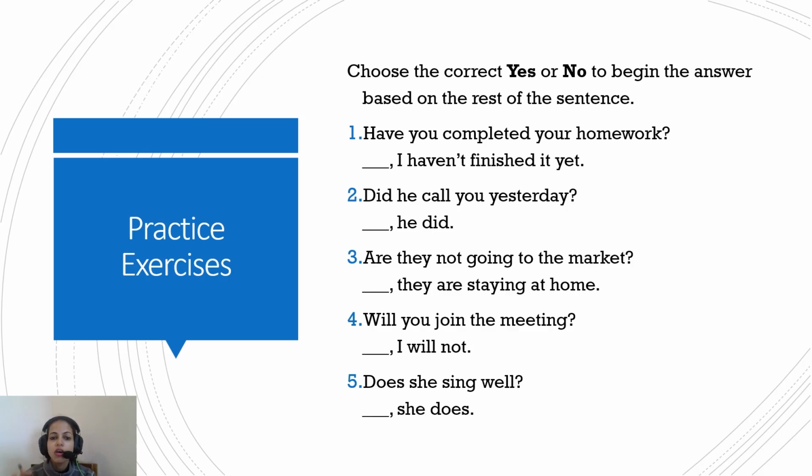Okay, let's go. Have you completed your homework? No, I haven't finished it yet. Did he call you yesterday? Yes, he did. Yeah, because it's did and not didn't. If it were didn't, you would say no, he didn't. Are they not going to the market? They are staying at home. No, they are staying at home. Will you join the meeting? No, I will not, because not is there. Does she sing well? Yes, she does. Or if it was she doesn't, then no, she doesn't.